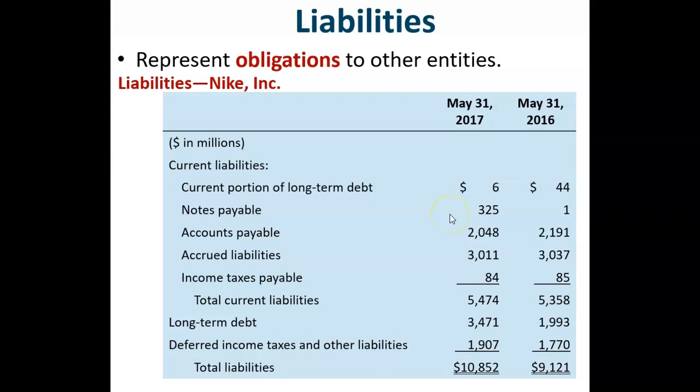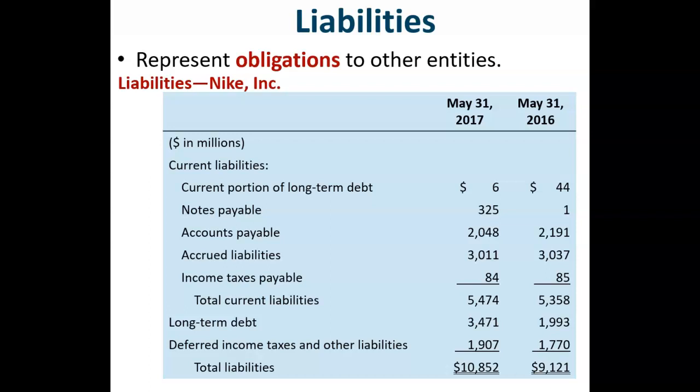Hi everyone. In this video we'll talk about current and long-term liabilities. We've seen how assets are grouped into current and long-term categories and that long-term assets are always subclassified further. Now let's turn our attention to liabilities. These too are separated into current and long-term categories. Liabilities represent obligations to other entities. By classifying them as current liabilities and long-term liabilities, the information value of reporting these amounts is enhanced.